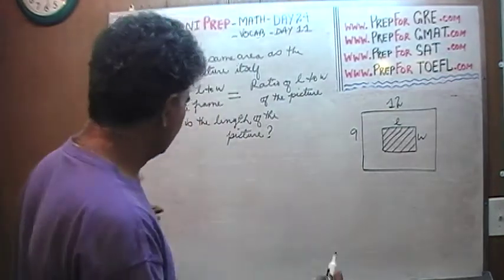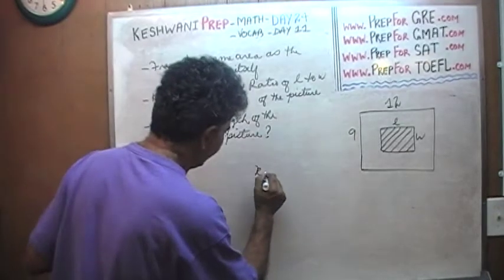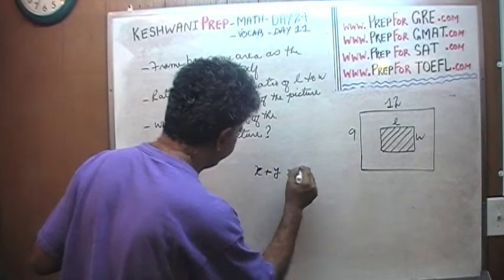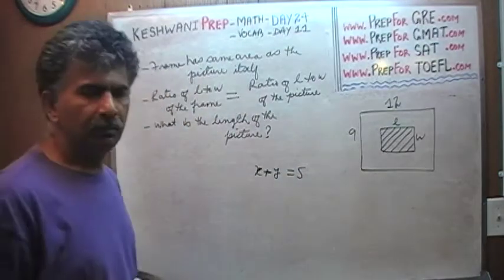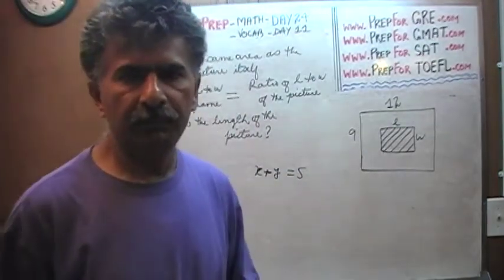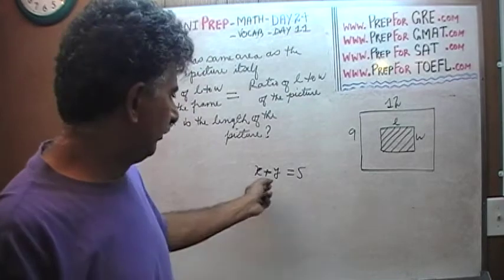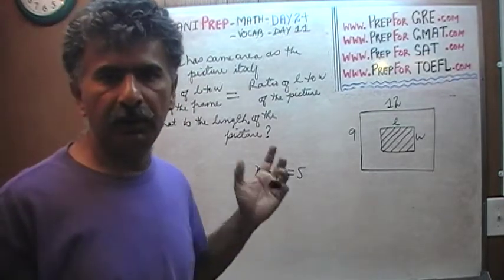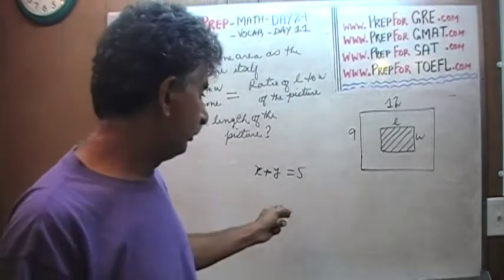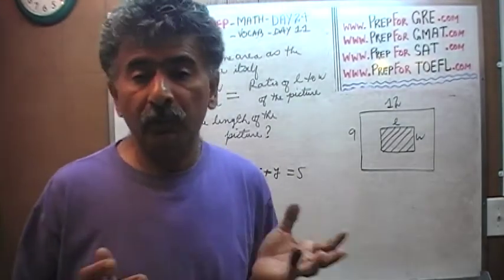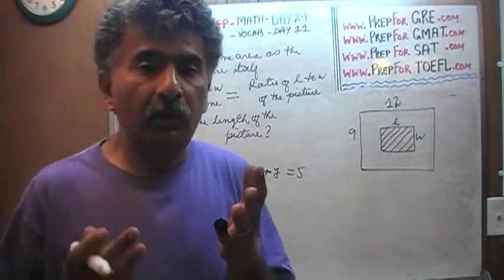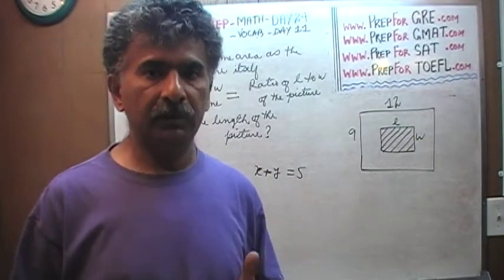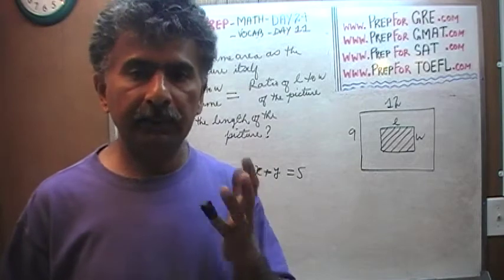For example, if I tell you x plus y is 5, and if I ask you what is x and what is y, your answer would be, how do I know? It could be 1 and 4, it could be 4 and 1, it could be 0 and 5, it could be negative 1 and 6. There are an infinite number of possibilities. It could be a half and 4 and a half. There is no way of knowing what x and y are because I have only given you one equation. In order to solve for two variables, you have to have two independent equations.